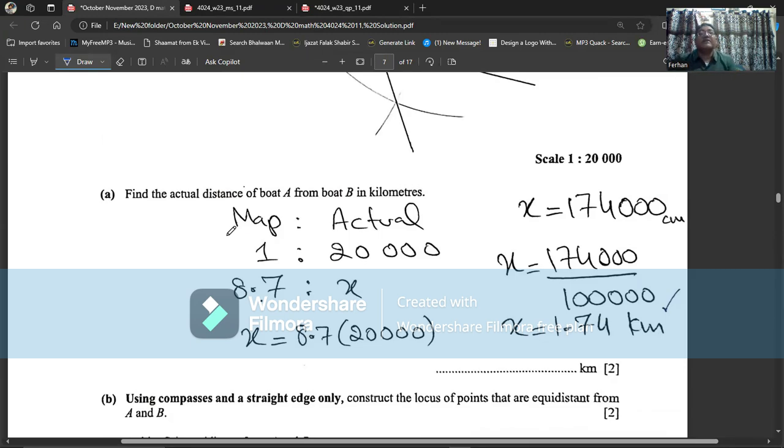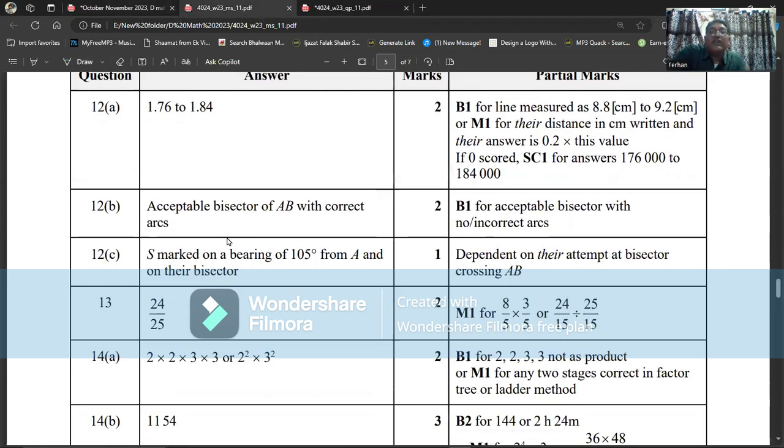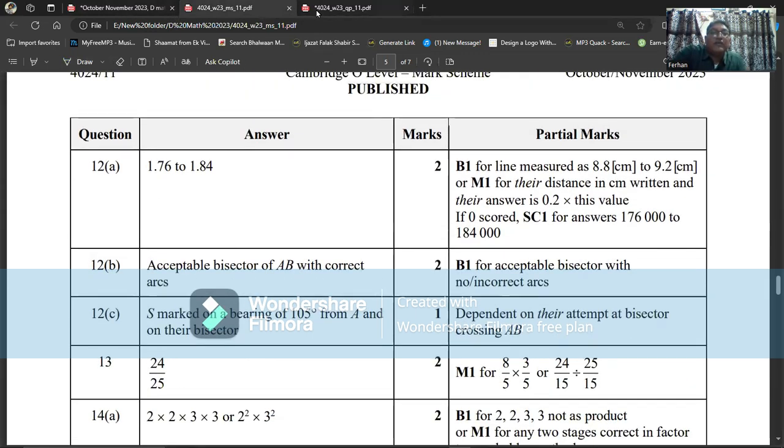In 1 kilometer there are 100,000 centimeter. So I will divide it by 100,000 to convert it into kilometer. So you will have 1.74 kilometer. 1.74 kilometer. I hope you understand how we have done this. So it is 1.76. Okay.